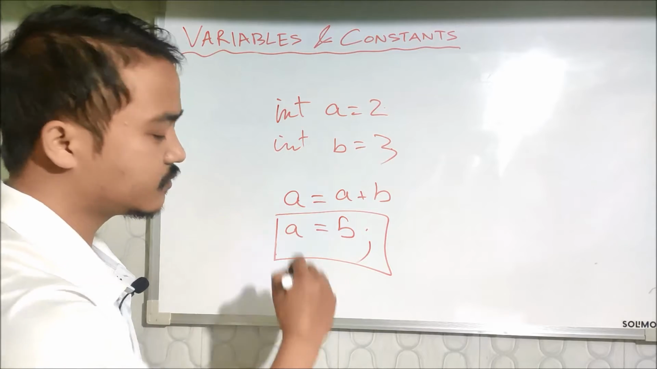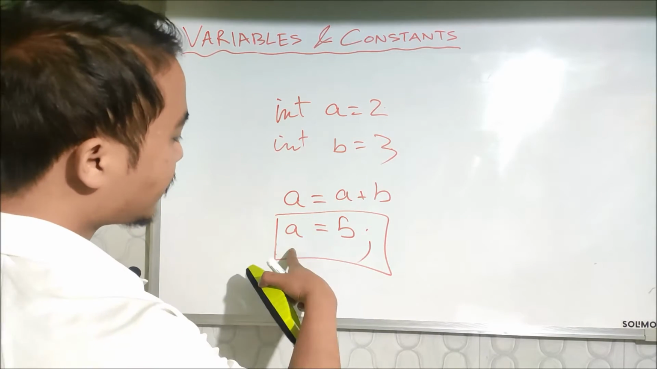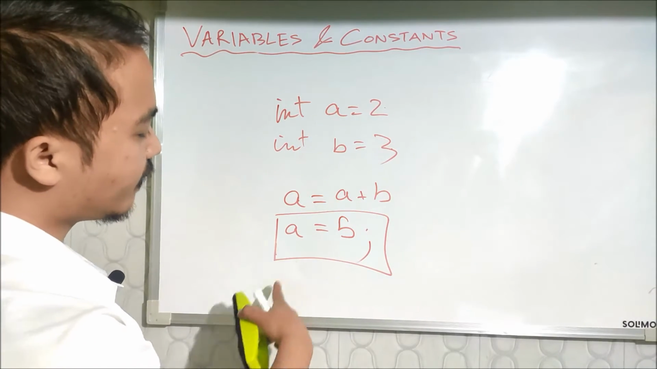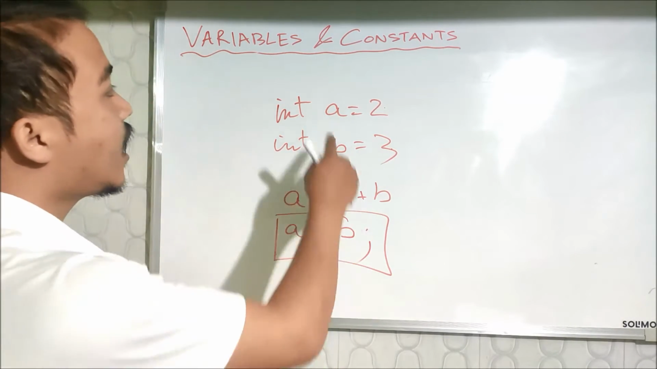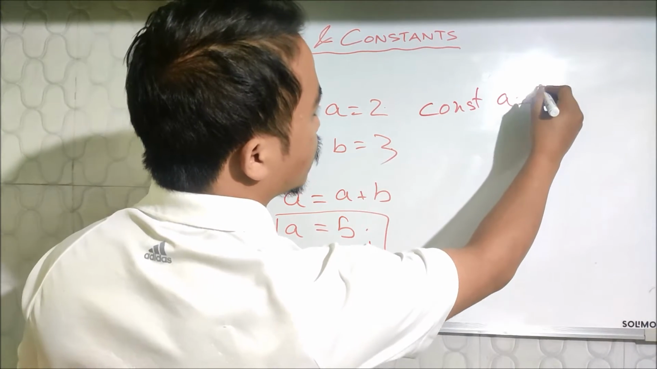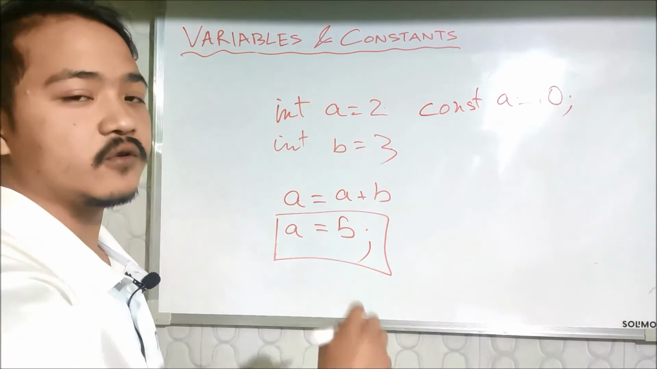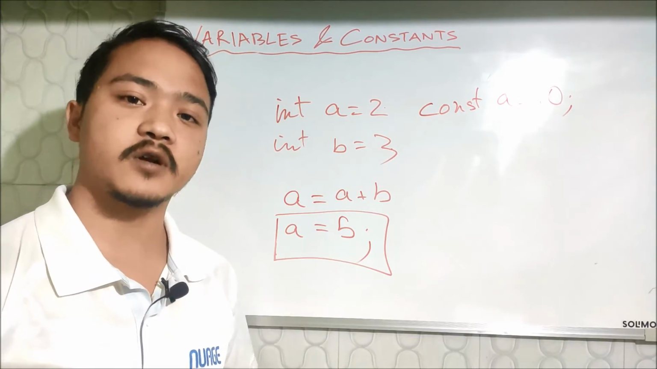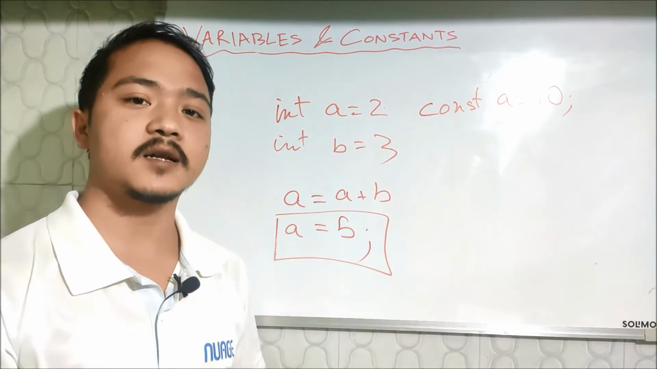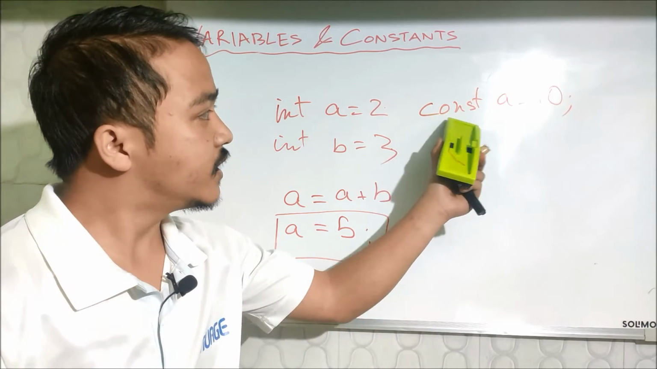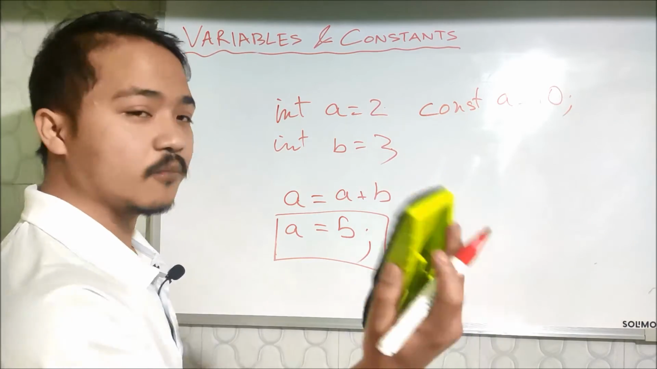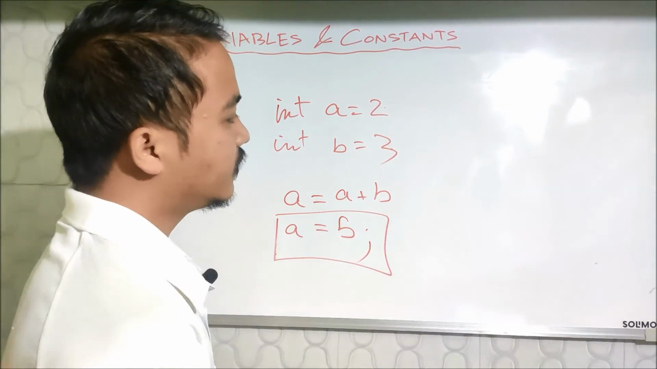So this is a variable. It can be changed. Before, a was 2, and now a is 5, so it can be changed. For constants, we say const a is equal to 10, and this value cannot change anywhere in the program. It is fixed, it is constant. By the name itself you can understand it is fixed. Once you declare const a is equal to 10, I will write it here.